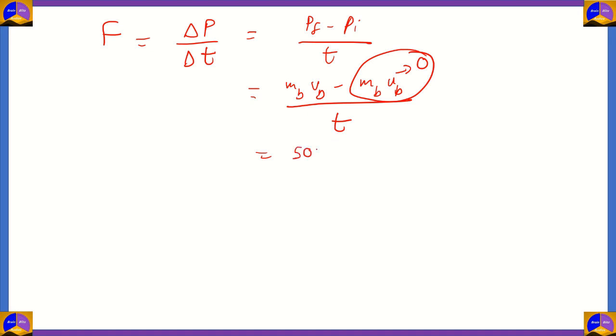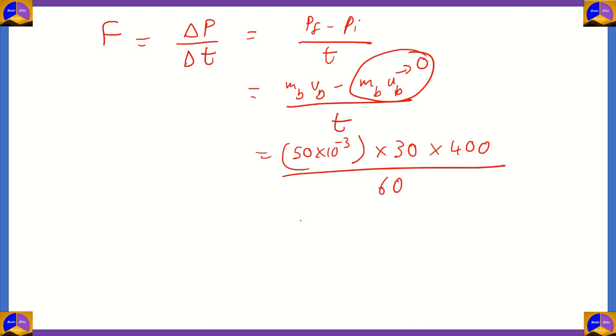So m_b here is 50 into 10 raised to minus 3, and we need to find the total mass here. The total mass will be the mass of each bullet times 30, and then v_b will be 400. So the velocity of the bullet is 400 meters per second, and the time here is given to be 60 seconds.